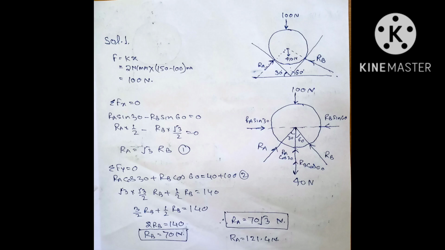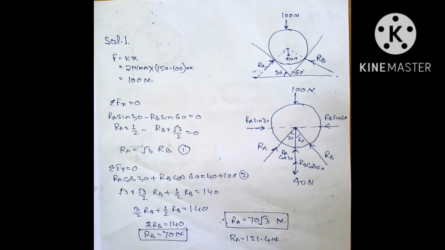So this is the question. A sphere rests between two inclined planes having angles 30 degree and 60 degree. The weight of the sphere is 40 Newton and it is attached with a spring. So while drawing the free body diagram, first of all, a spring force will be exerted by the spring on the sphere in the downward direction.